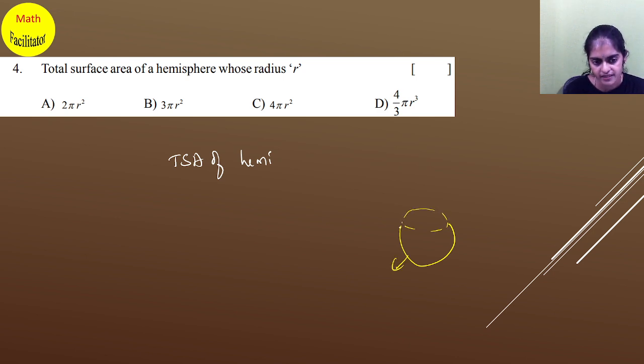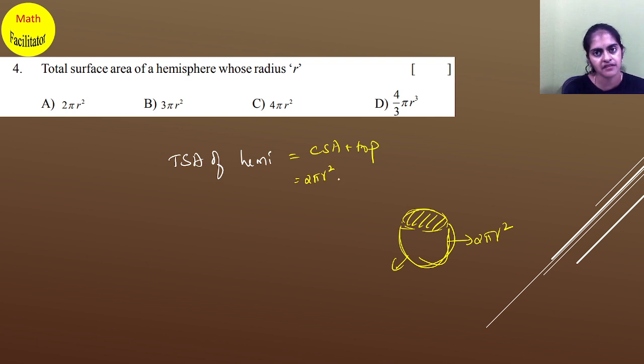this curved part is nothing but 2 pi r square, half of the sphere. And plus this upper portion I'll have to take. So CSA plus the top portion. CSA is nothing but 2 pi r square, curved surface area, plus top portion is a circle, so it is 1 more pi r square, area of a circle. So total it is 3 pi r square. So option B is correct.